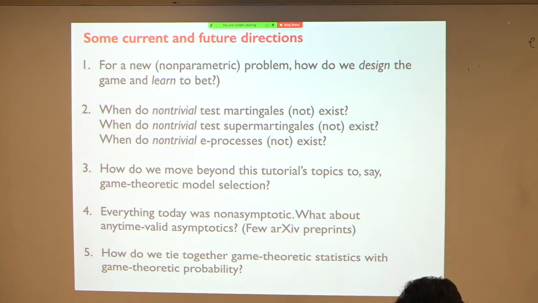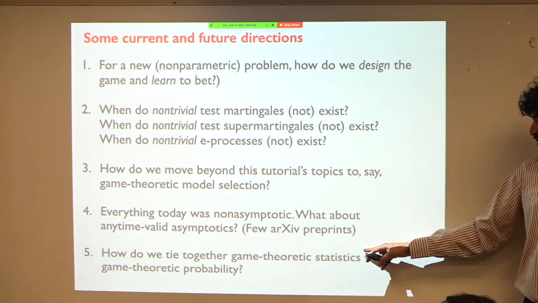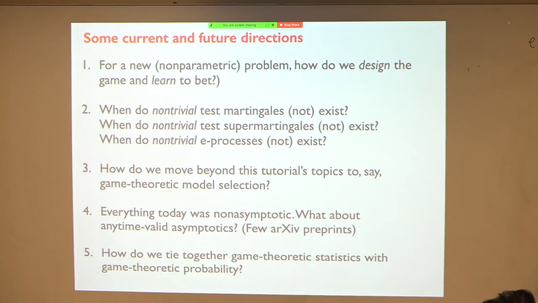And I think the last big open problem, which I didn't discuss before, is how do we tie game theoretic statistics together with game theoretic probability? Game theoretic probability is an approach to probability that does not use measure theory and uses entirely game theoretic principles. I love game theoretic probability and get inspired by it, but then I write my game theoretic statistics papers in measure theory. Part of the reason is I don't think people know game theoretic probability, so if I did this in a game theoretic probability language, nobody would understand what I was doing.